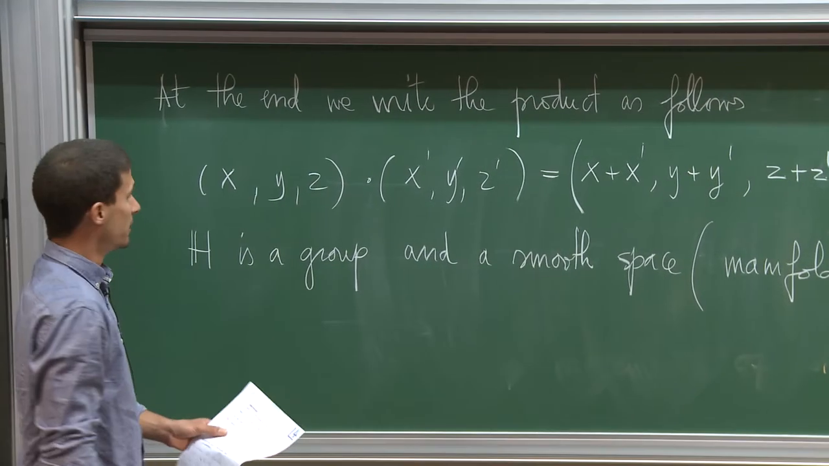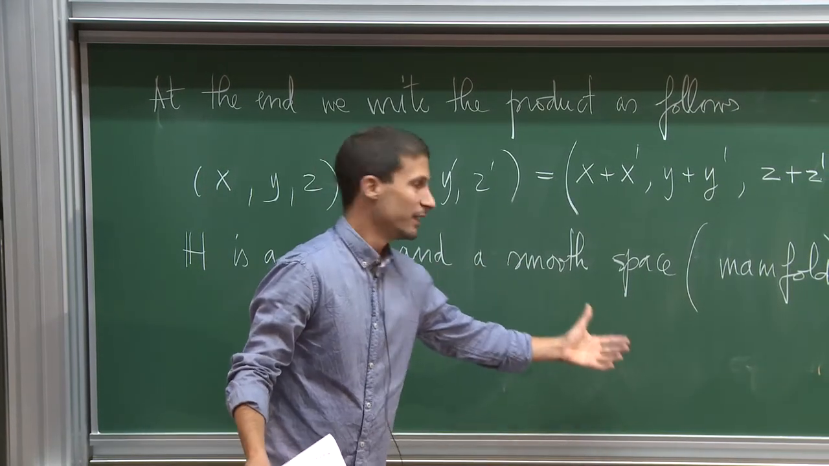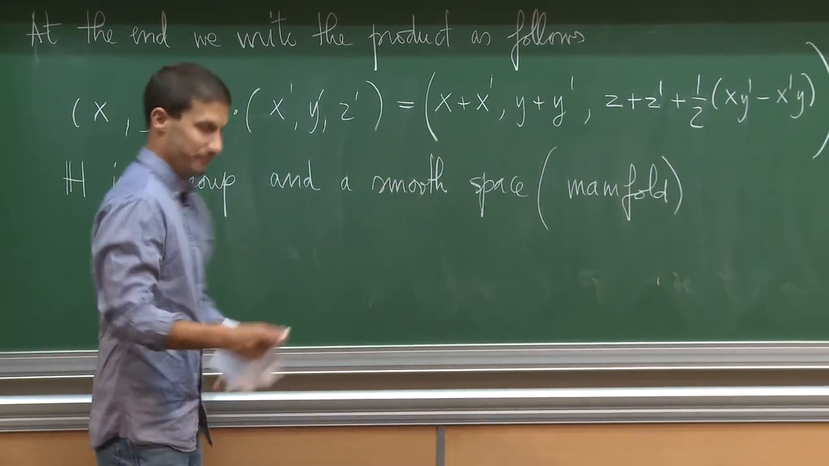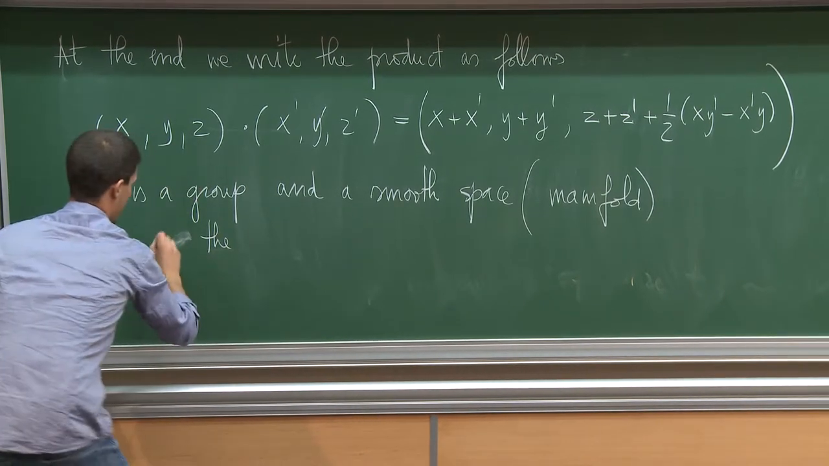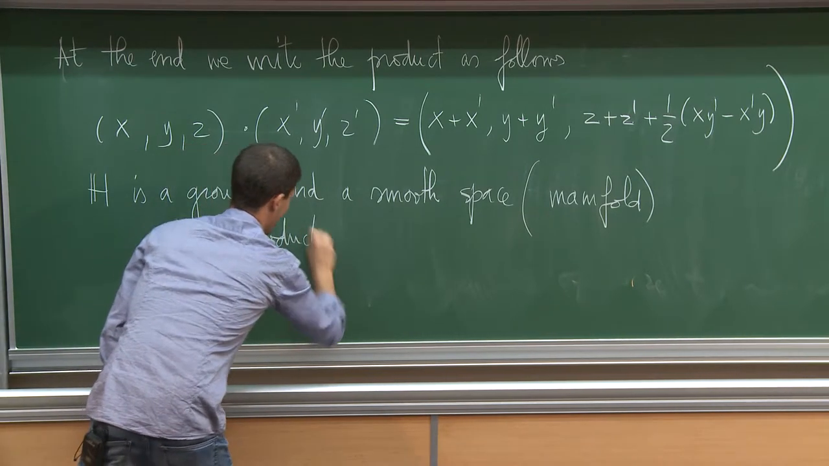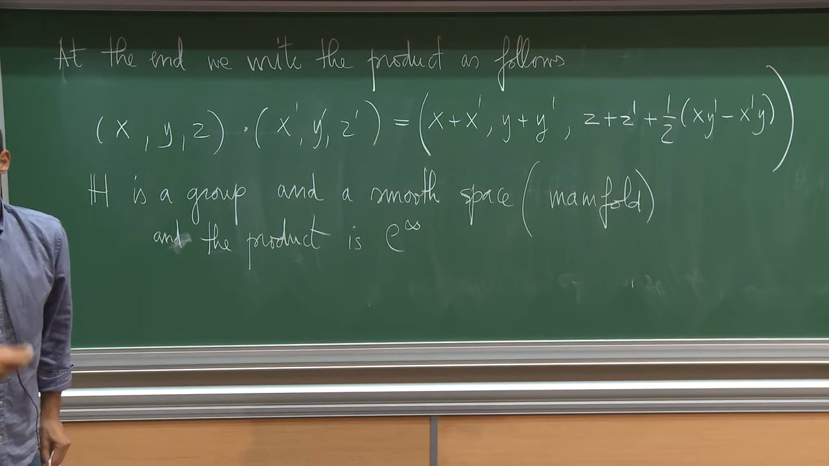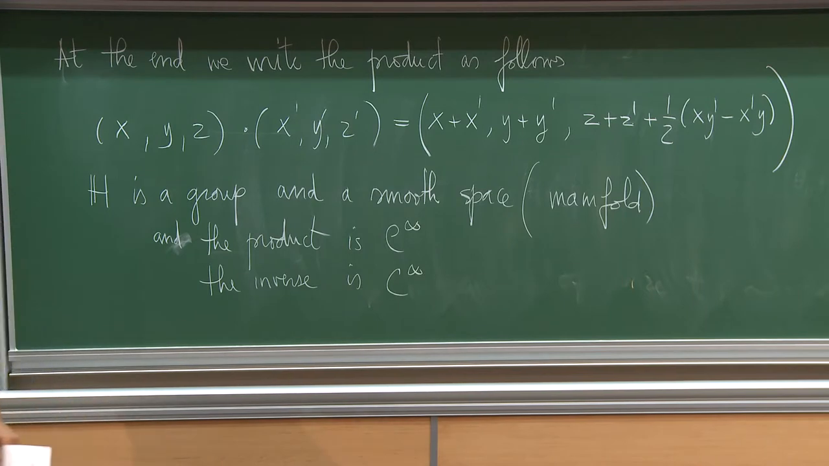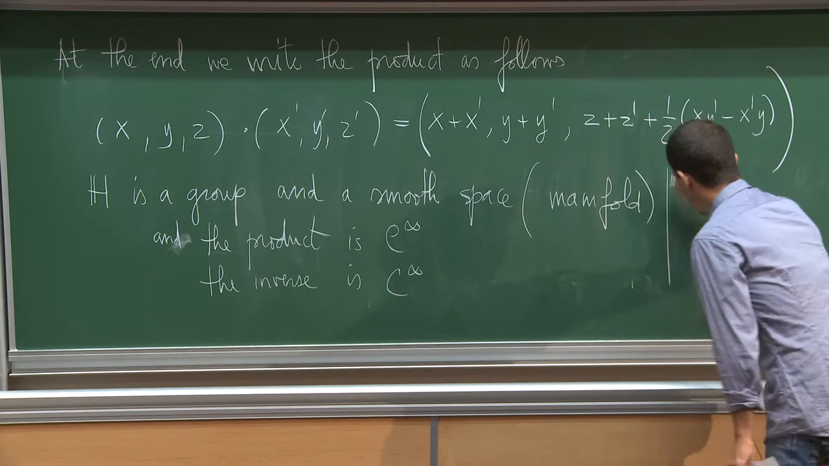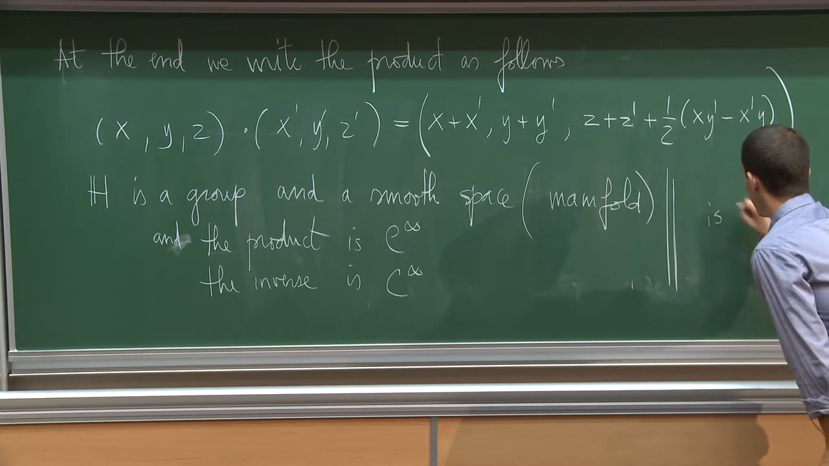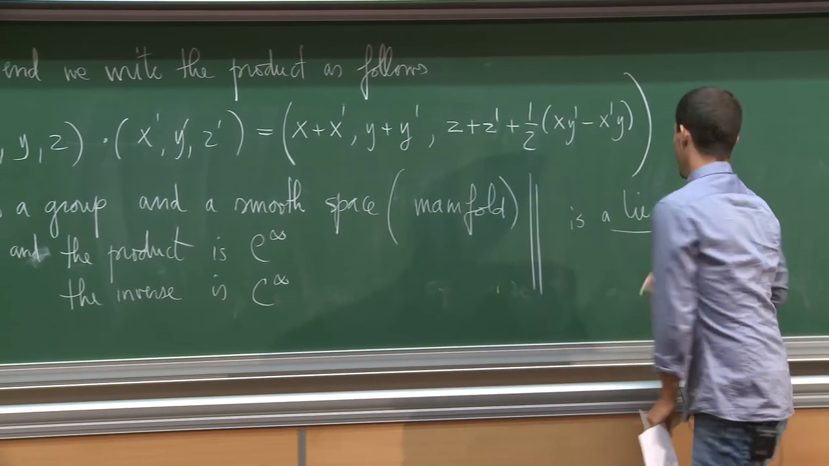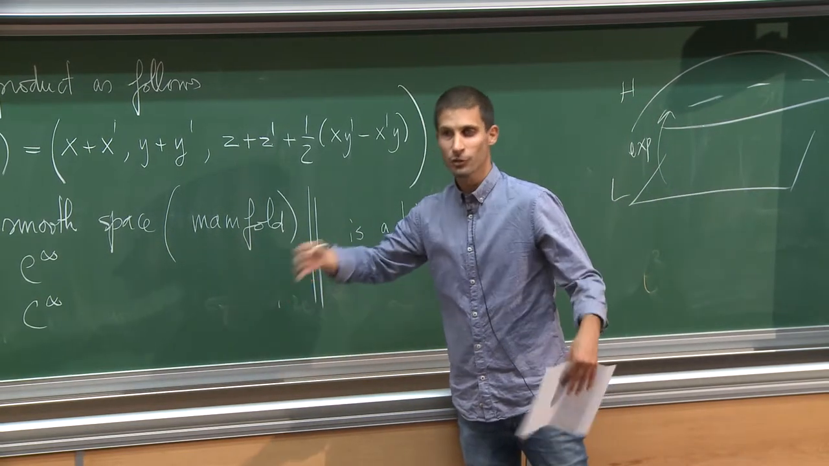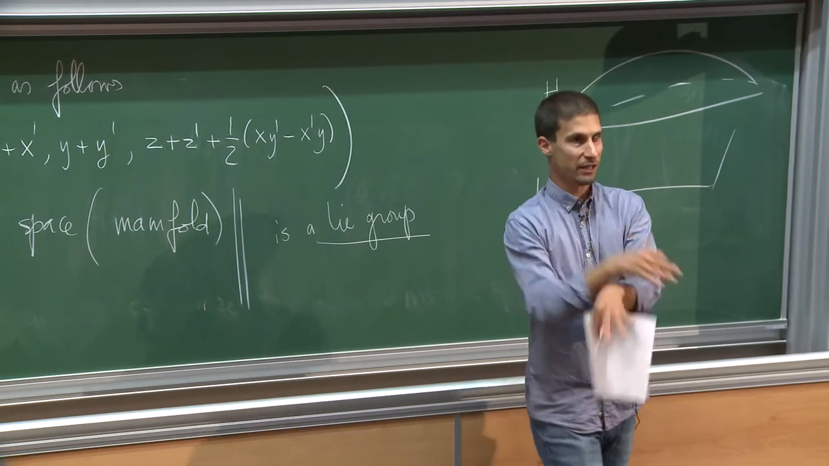but it has also other properties, because it's a group and it's smooth, okay? But there is also compatibility between these two, because the group operation is C-infinity. And the product is C-infinity. And let me say also the inverse of an element is C-infinity. So these are the properties of what is called a Lie group. So what is a Lie group? It is a group which has a smooth structure, so it's a smooth space, and compatibility between algebraic and smooth structure.